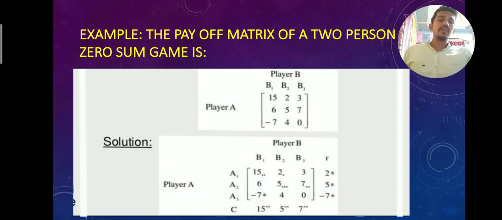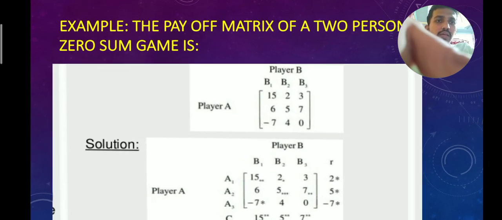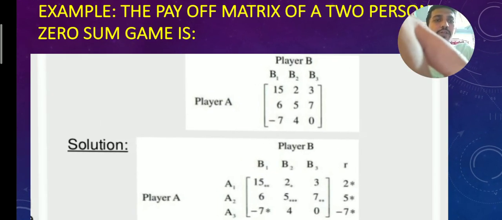Example: solve the payoff matrix of the two person zero sum game. These are player A and these are player B. B1, B2, B3, and these are A1, A2, A3. Take the example: 15, 2, 3, 6, 5, 7, minus 7, 4 and 0.